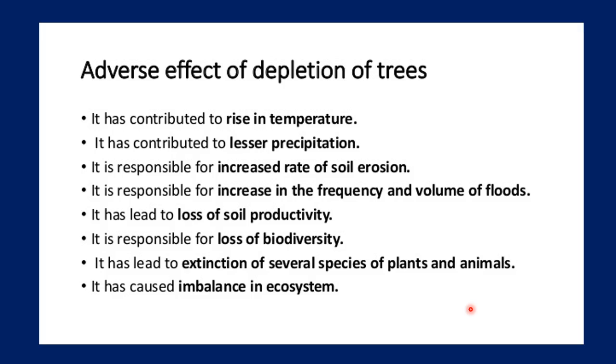Now we have said the causes for the forest depletion. Now what is the outcome of depletion? The depletion of forest has contributed to the rise in temperature, lesser precipitation, in the sense lesser rainfall, and an increased rate of soil erosion, because the trees are no more there, roots are no more there, so they are not able to hold on to the soil. Increase in the frequency and volume of floods. Loss of soil productivity, because if the forest is there, the leaves will dry off and fall and rot, contributing to the fertility of the soil. But when you do not have the leaves falling on a consistent basis, the soil will lose its productivity.